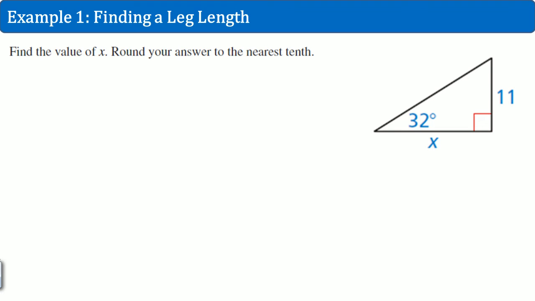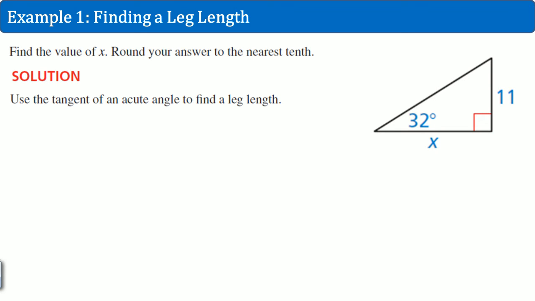Now we're going to use that to help us out with our first example. This is to find the leg measurements. The question asks us to find the value of x. Round your answer to the nearest tenth. Here is our solution. Here we're going to use tangent because we have our person here. We saw that x is your adjacent, 11 is your opposite, TOA is tan is going to be equal to opposite over adjacent. That is the reason why you're using your tangent.